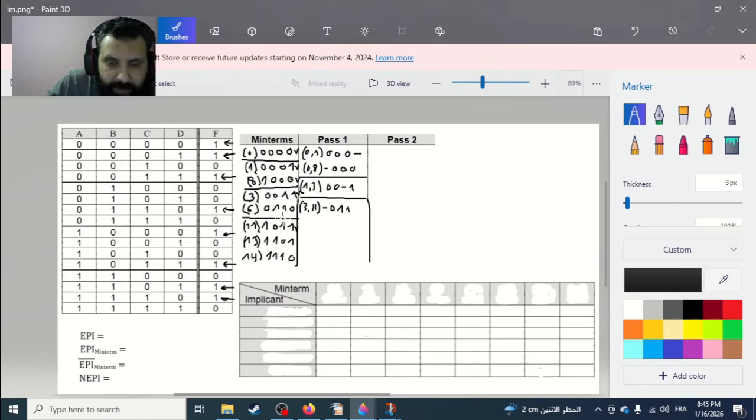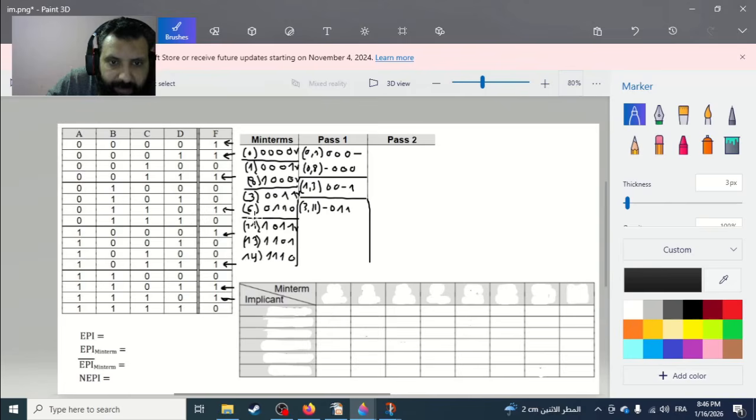We have to compare the 6 with 11. It's impossible. We have too many variables that change. We have 6 with 13. We can see that 6 and 13, it's impossible to reduce. We can't reduce.